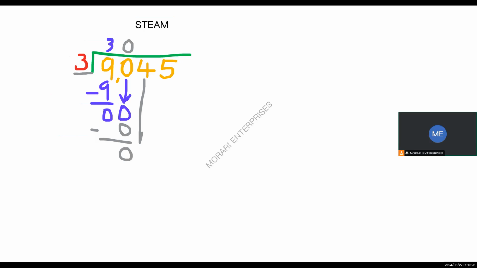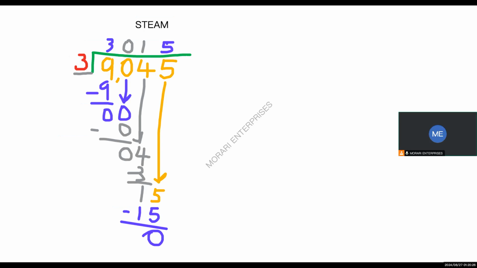Then you drop down the 4 next to this 0, and you have 04, which is just 4. How many threes are in 4? One, and 1 times 3 is 3. You subtract and you get 1. Then you drop down the 5 next to this 1, and you have 15. How many threes are in 15? Your answer is 5. You write the 5 above this 5. Then 5 times 3 is 15, and 15 minus 15 is 0.